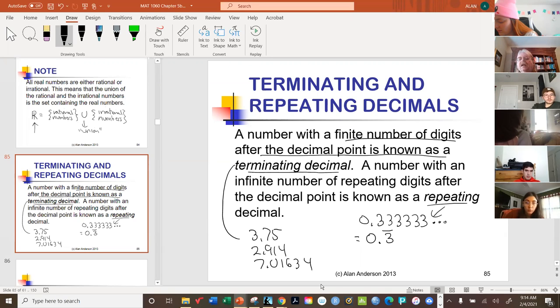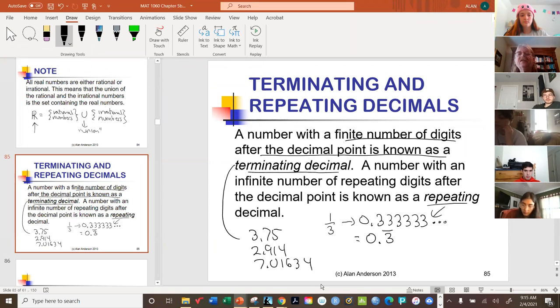All right. Now, you may recognize this one. This is actually a fraction. What fraction is this? Ooh, you don't recognize it? It's 1/3. If you go to your calculator and type 1/3, this is exactly what you're going to get. All threes after the decimal point.